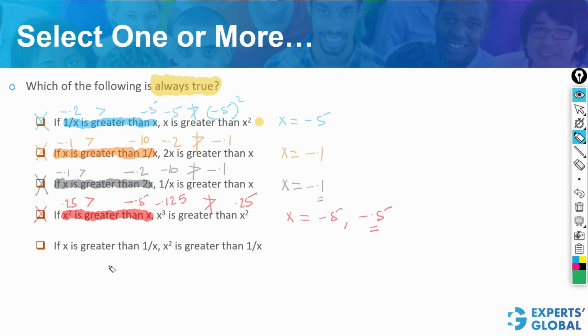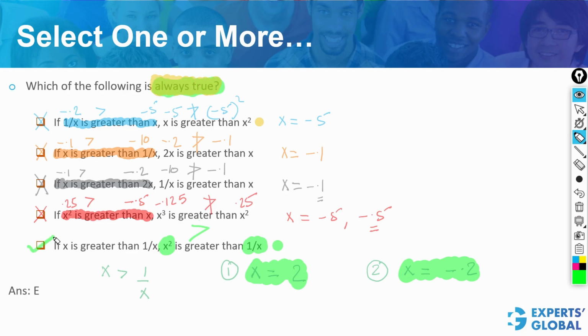Let's look at the fifth answer choice. x is greater than 1 by x under two circumstances. The first circumstance is when x is a sizable positive number, such as, say, 2, and the second circumstance is when x is a small negative number, such as, say, -0.2. However, in both these cases, you will find that x squared is greater than 1 by x. Therefore, the fifth answer choice cannot be eliminated. We can deduce that the fifth answer choice is always true. E is the correct answer.